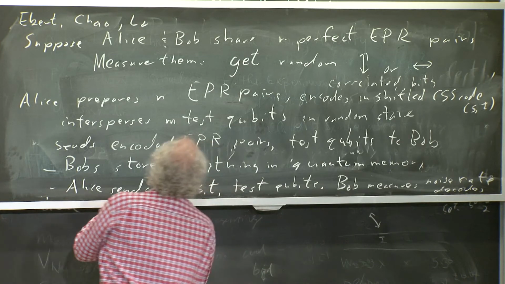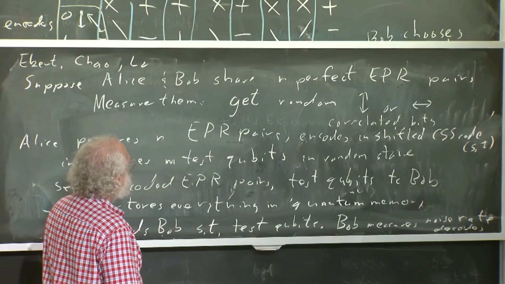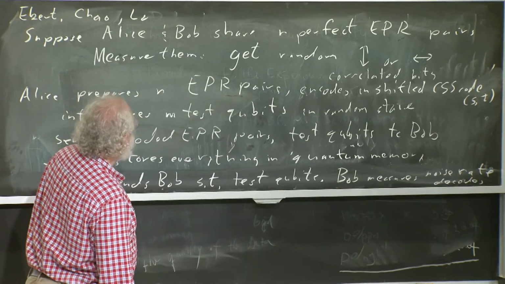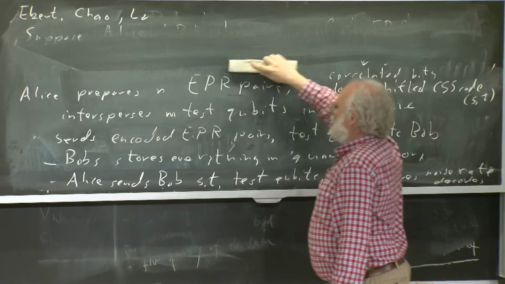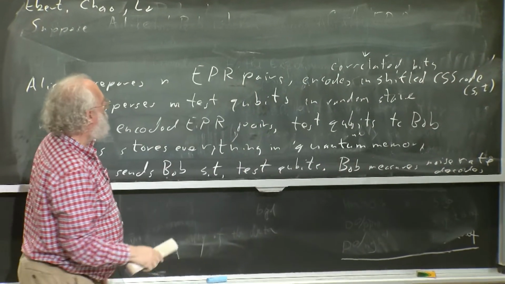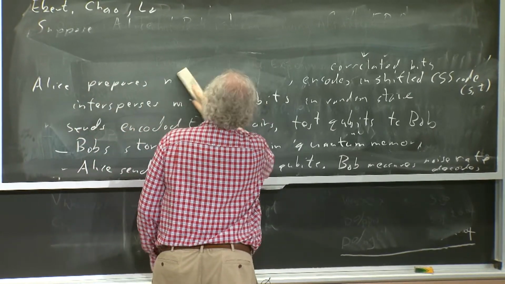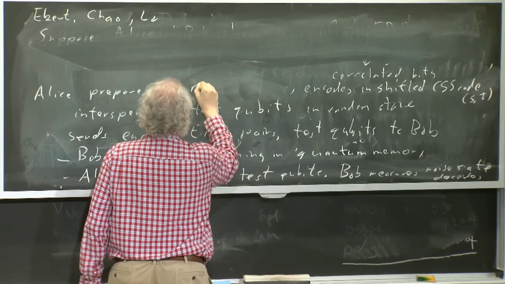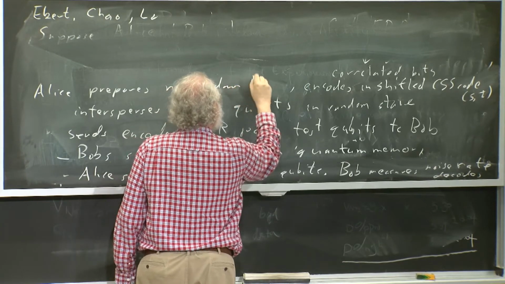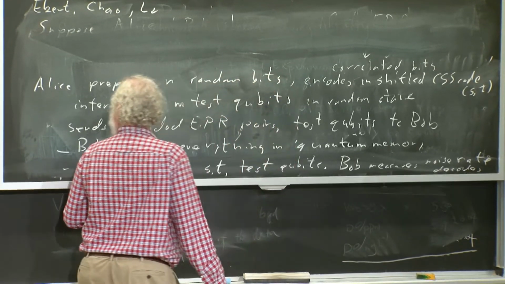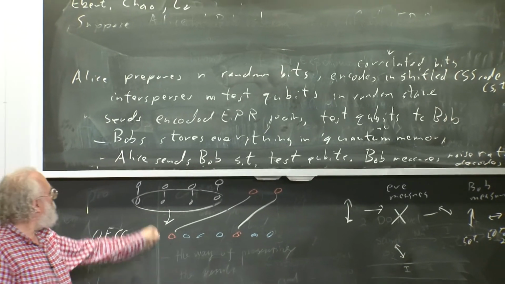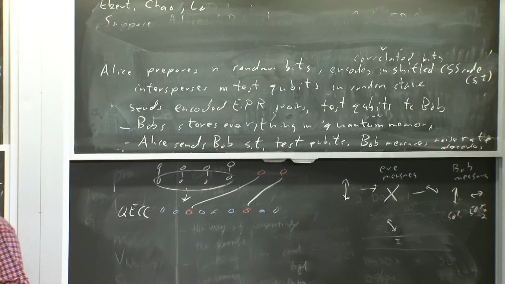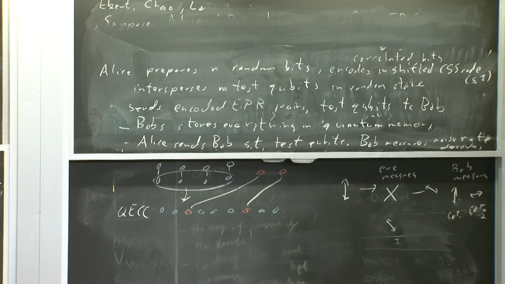And here, Alice actually doesn't have to prepare n EPR pairs. She prepares n random bits, which we showed was equivalent to preparing n EPR pairs, because it didn't matter whether she measured her half of the EPR pairs first or second.